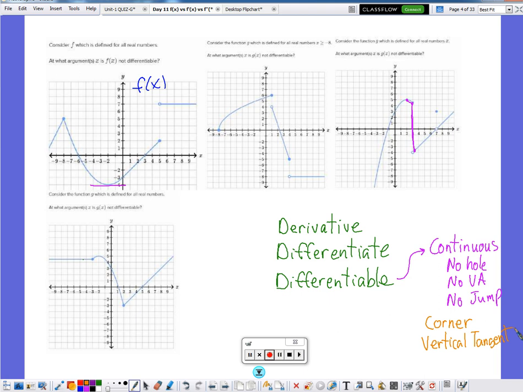Visually, that means the graph does this. The function's coming along just fine. You can find all those different tangent slopes, but then at one point, the tangent slope would literally be straight up and down. You can't find that slope. So this is an example of a vertical tangent. Well, that's like the slope is undefined. Correct. And if something is not differentiable, we say the slope at that point is undefined.